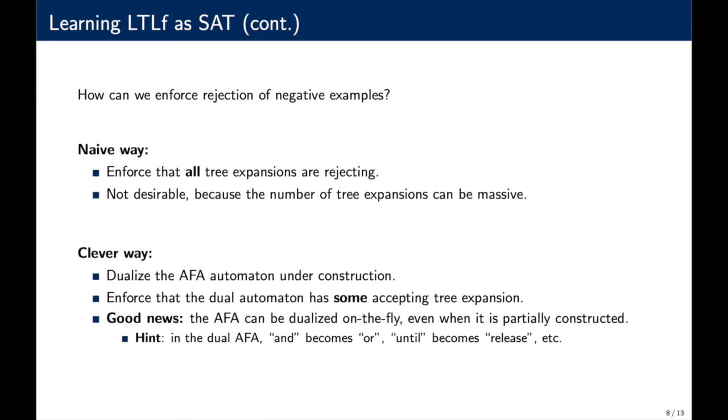There's a much cleverer way of doing it, which is reasoning on the dual of the automaton. So what's the dual of the automaton? The dual of the automaton is another automaton that accepts the complement language. So this way we have to enforce that the dual automaton has some accepting tree expansion on the negative examples. The good news is that the dual automaton is very easy to compute. It can be computed on the fly. In fact, it doesn't require any computation at all. It only requires dualizing all the operators so that the ands become ors, the untils become releases, and so on.